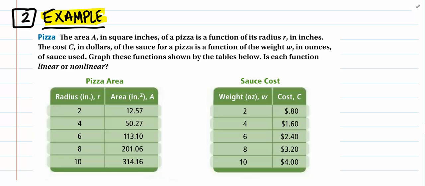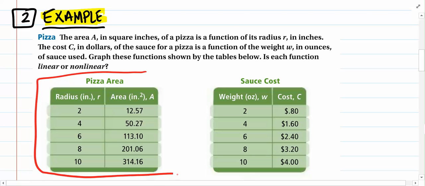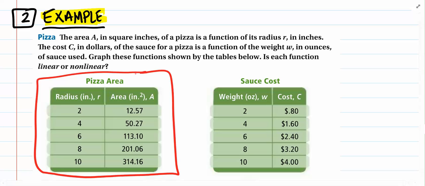First thing I'm going to ask you to do is take a look at the pizza area table here that I've put a big red box around. We have radius and we have area. Those are our 2 variables that we're working with. I want you to decide which one is the independent and which one is the dependent. Hopefully you got that radius is our independent variable and area is our dependent variable. After all, the area depends on the radius.